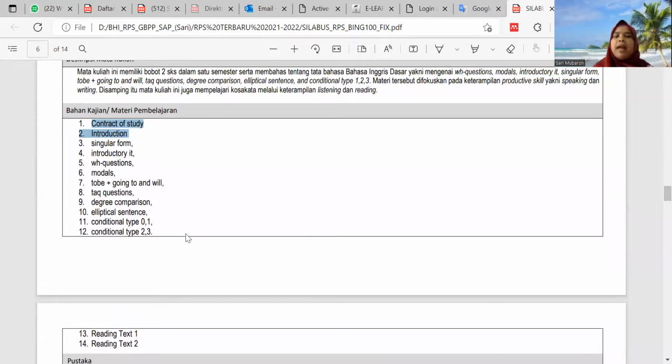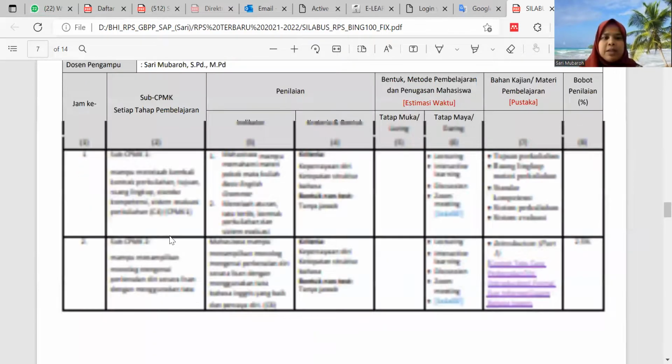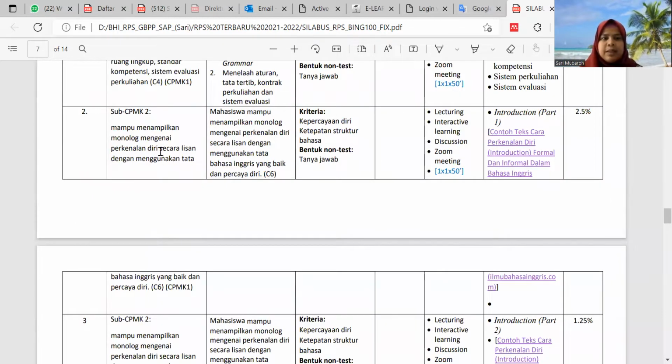That's it. And for this meeting, based on our lesson plan, this is the second one, and we come to the first material, which is introduction. You have to do a short monologue about introduction, your self introduction. Before we come to the speaking skill, I want you to write down about yourself, introduce yourself in details.